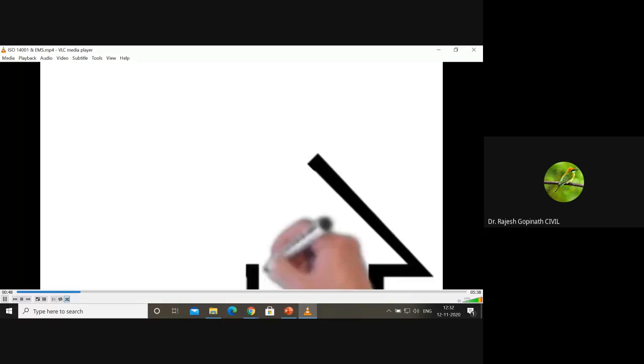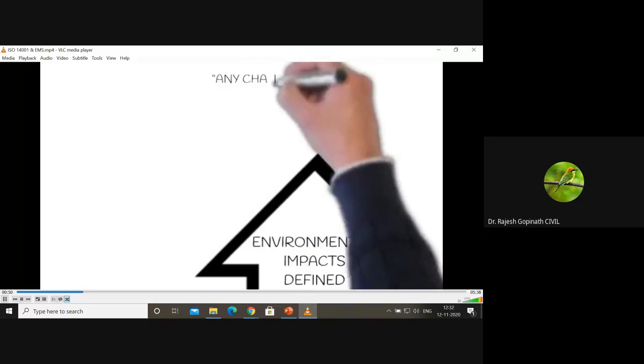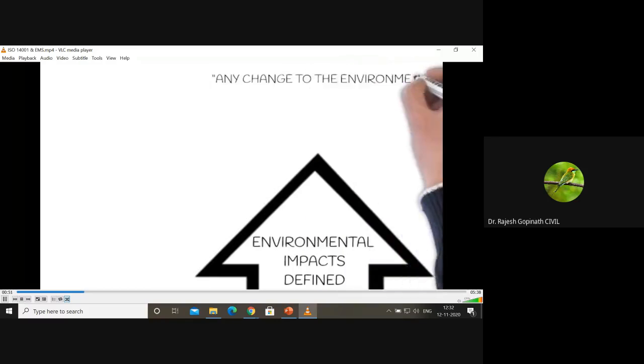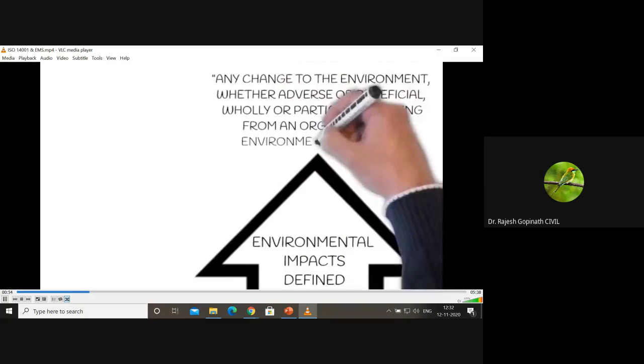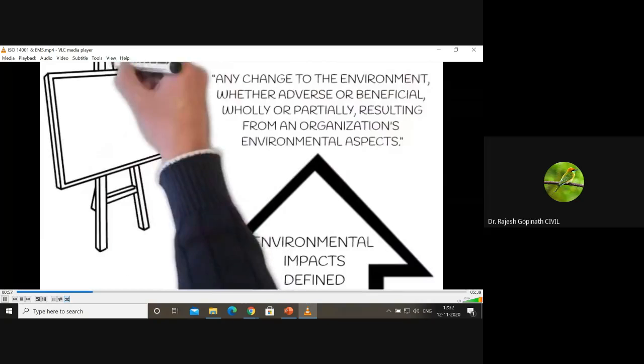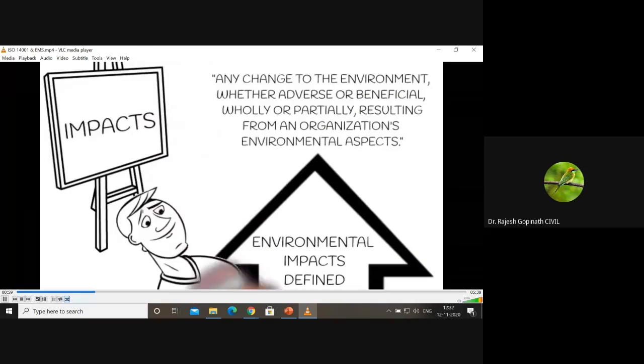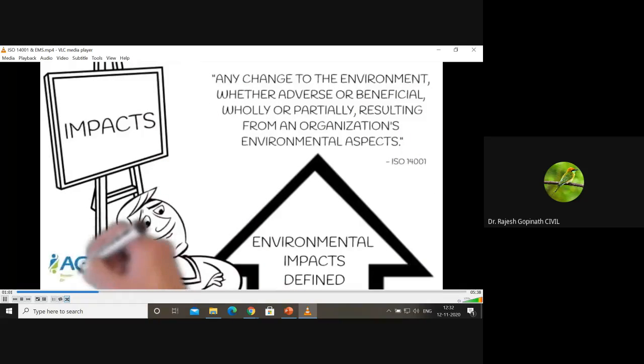While the definition of environmental impacts for ISO 14001-2015 is any change to the environment, whether adverse or beneficial, whether as a whole or in part, resulting from an organization's environmental aspects.